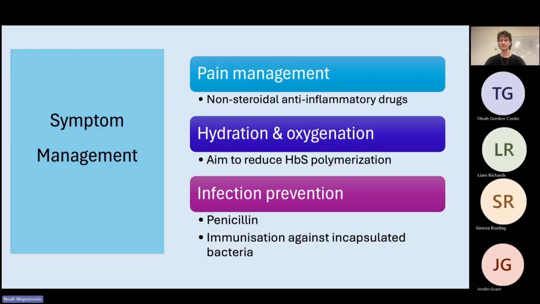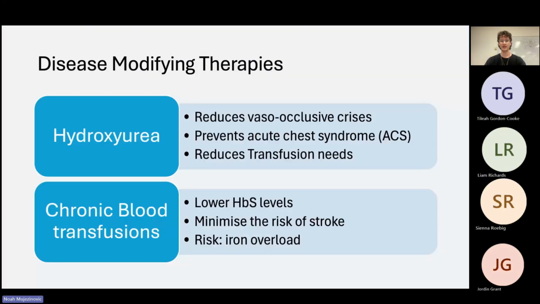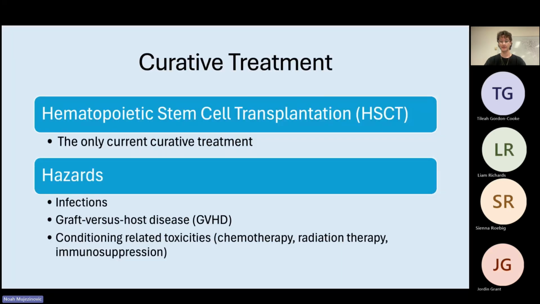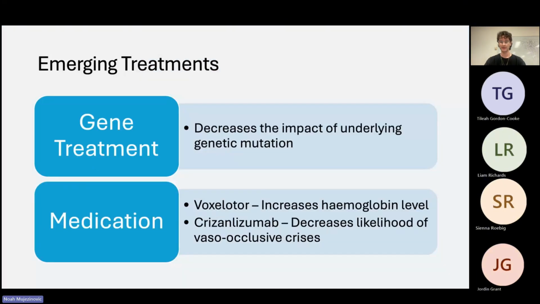Thank you, Jordan. Treatments range from symptom management to curative therapies. Pain management, hydration and oxygenation, as well as infection prevention, can all improve quality of life for many patients, as well as hydroxyurea and chronic blood transfusions. Bone marrow transplants offer a cure but come with risks, limited donor availability, graft versus host disease, and potential infertility or secondary cancers. New therapies are being developed, including gene therapy, which aims to provide long-term solutions by directly correcting the genetic mutation.